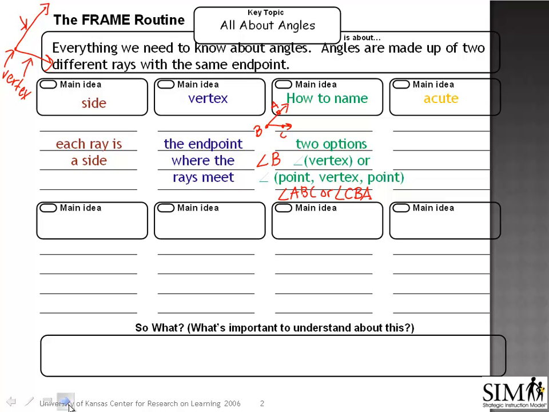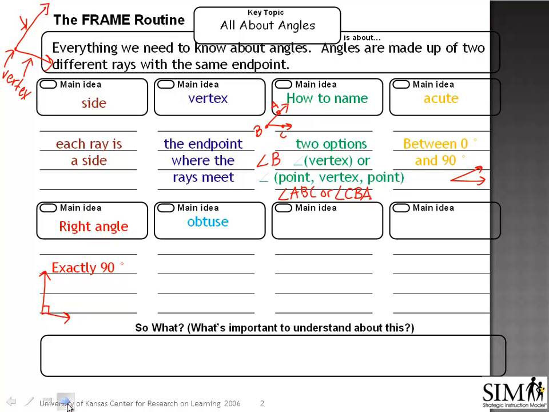The next main idea is acute angles. Acute angles are between 0 and 90 degrees. So an example would be like this. That would be an acute angle because it's less than 90 degrees. Our next main idea is a right angle. Right angles are exactly 90 degrees, and you've probably seen these before. A right angle looks like this, and we put that little box in the corner to say, yep, that's a right angle, it's 90 degrees.